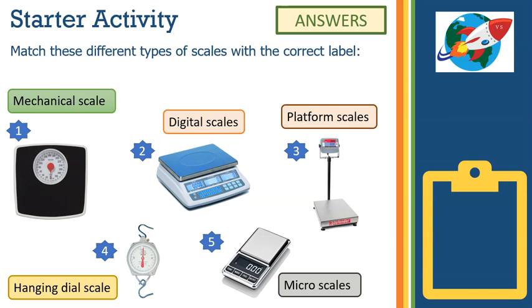Welcome back. Here are the answers to our starter activity. So number 1, this is a picture of a mechanical scale. This is a kind of scale you might see in your bathroom, for example. Digital scale, number 2, this is what you might use in your kitchen. Platform scales, you might see this at a vet surgery, for example, for measuring large animals. A hanging dial scale is number 4, and micro scales, number 5.